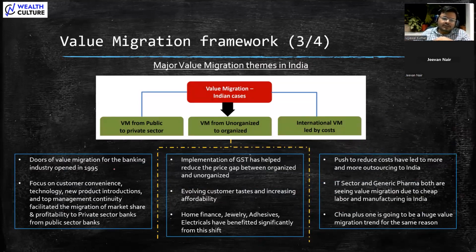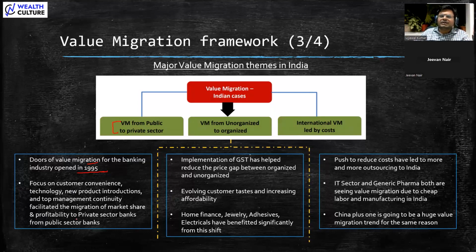For example, value migration from public to private sector banks. After the RBI opened up and started giving licenses in 1995, if you compare the combined market share of private sector banks, it is now starting to exceed the combined market share of public sector banks. So in terms of market share, we are already there. In terms of profitability, private sector banks are much, much ahead of public sector banks, right? And this has created massive wealth for investors of private sector banks.